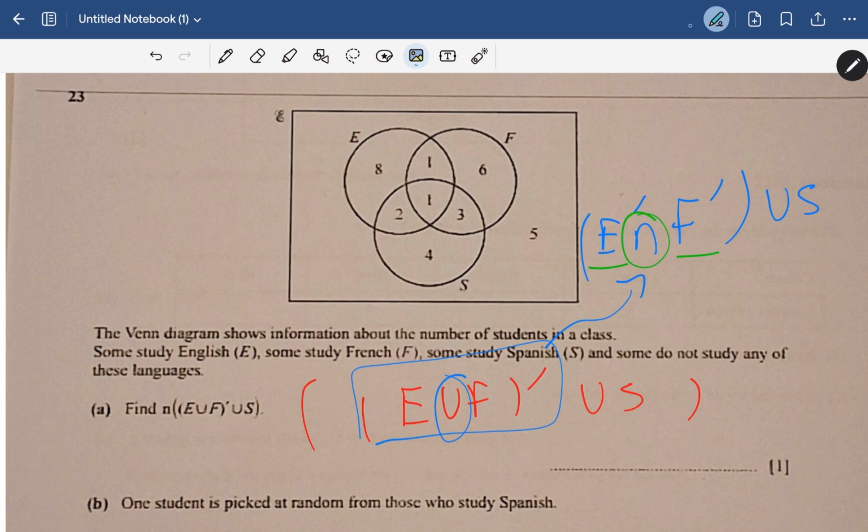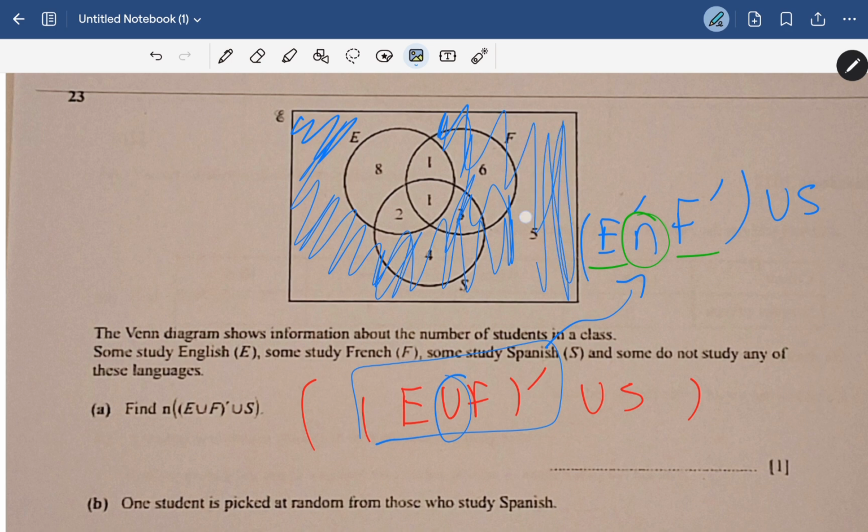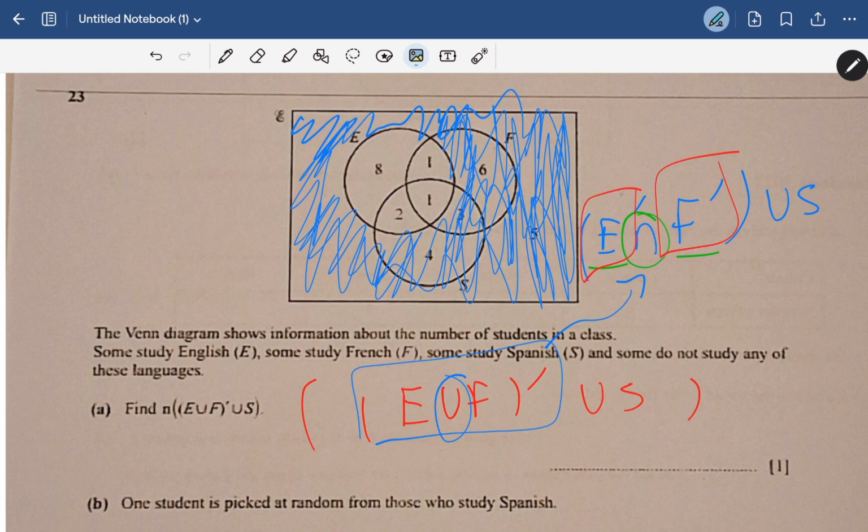So in my opinion, let us first start by coloring everything except E, which we will do in blue. You will get something like this, okay? So this is everything except what? Except E. Now, because we found E complement, let's color everything except F, the complement of F.